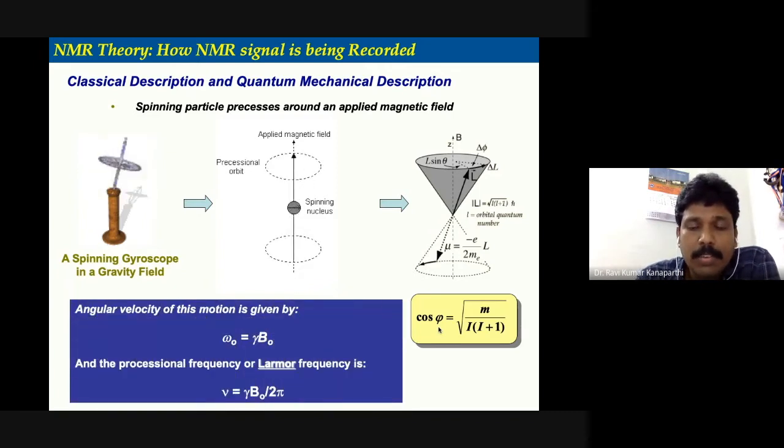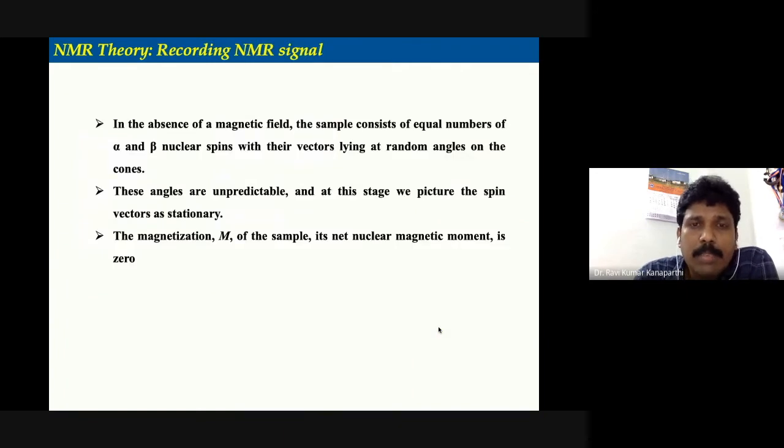I mean, the frequency, what is referred to as the Larmor frequency, which is given by gamma B0 by 2 pi. Then, in the absence of a magnetic field, we will just start from scratch. Basically, if there is no magnetic field, what exactly happens is the spins, alpha spin and beta spin. Please remember that we only discuss spin-half nuclei. So you will have two spin states, the alpha spin state and the beta spin state, and both are degenerate in the absence of an external magnetic field.